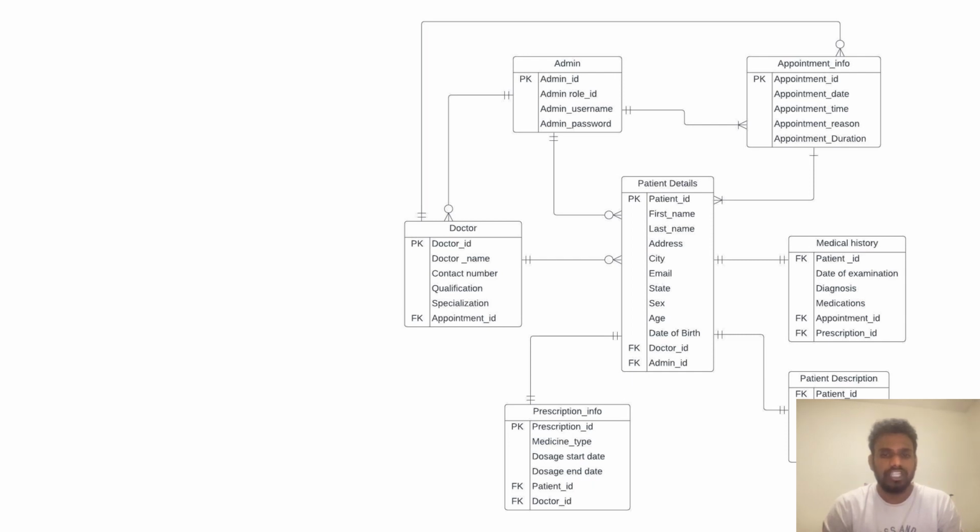The relation between the doctor and the patient is 0 to many because a doctor can treat many patients, and the patient details are recorded by the admin, and also the patient can consult the doctor as many times as he can.